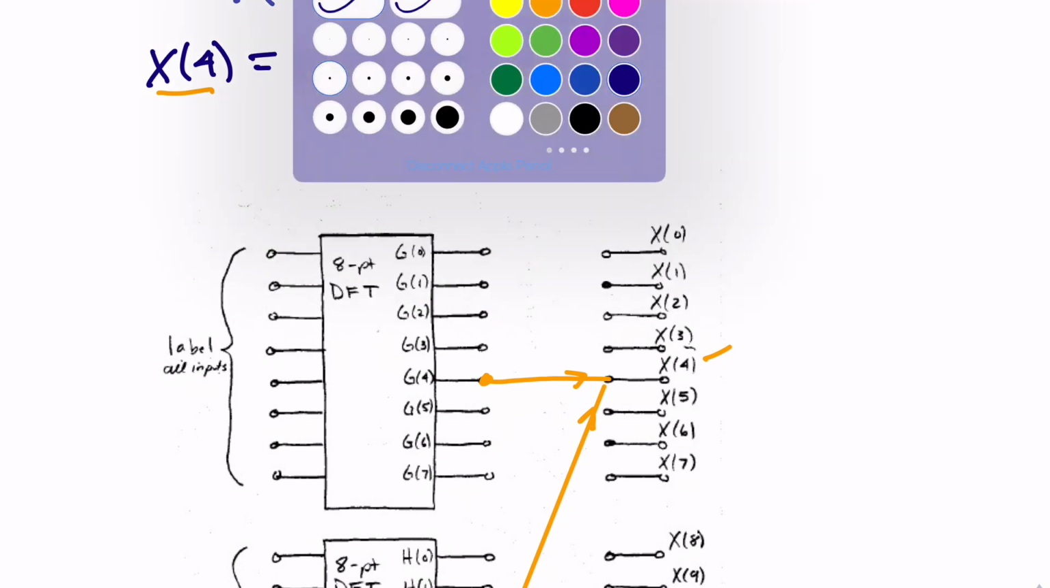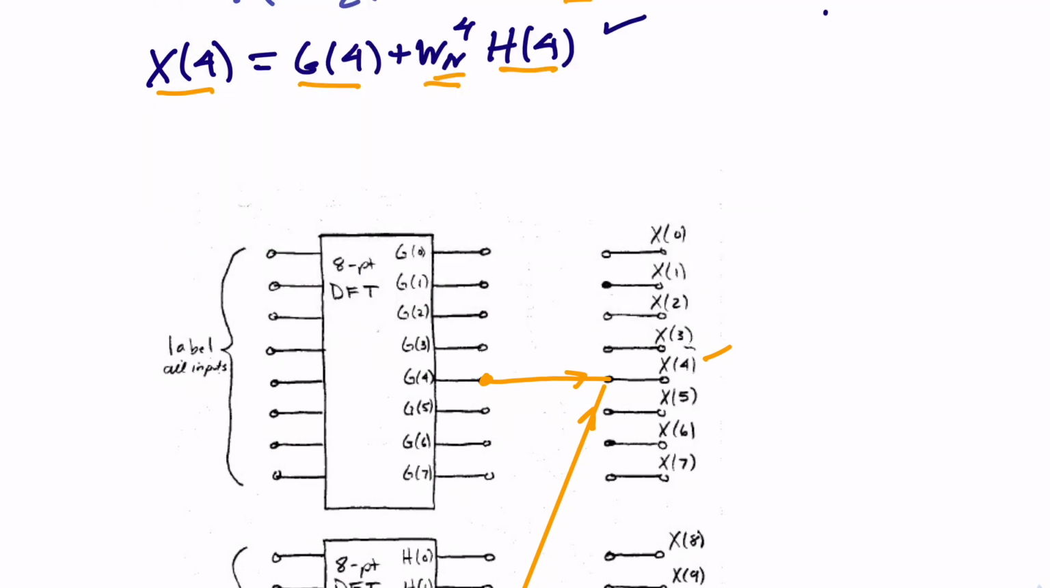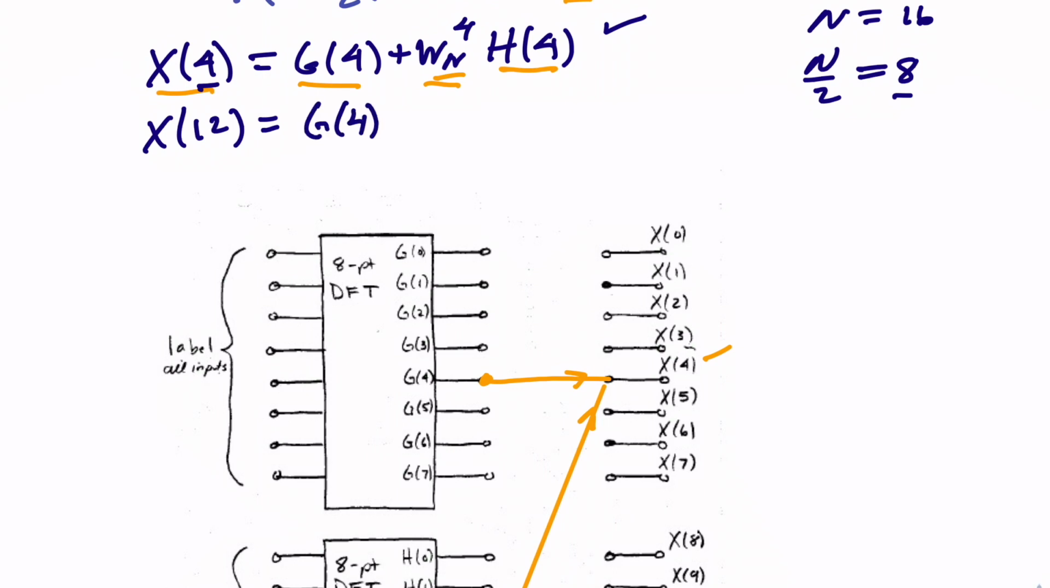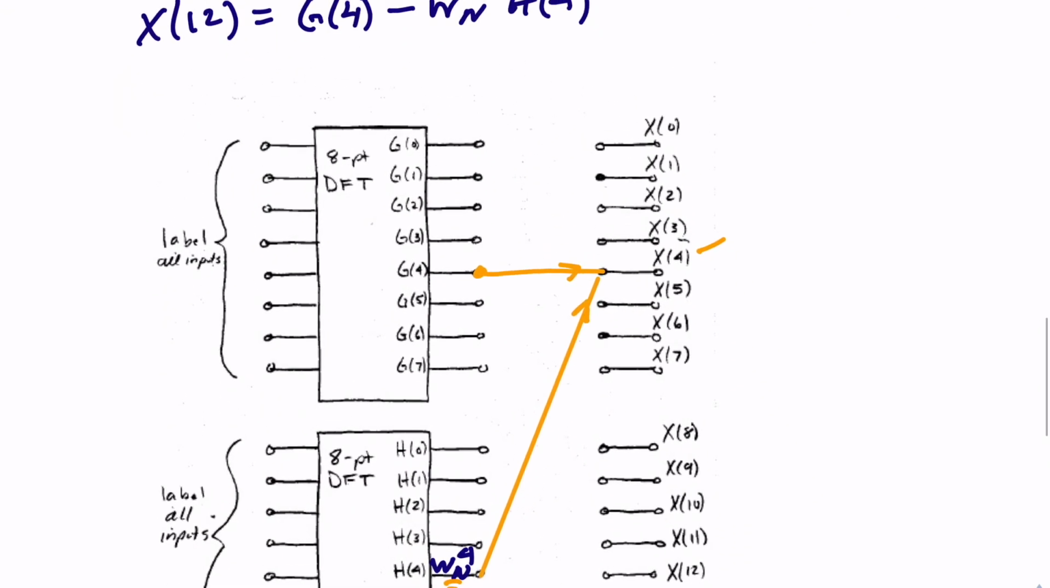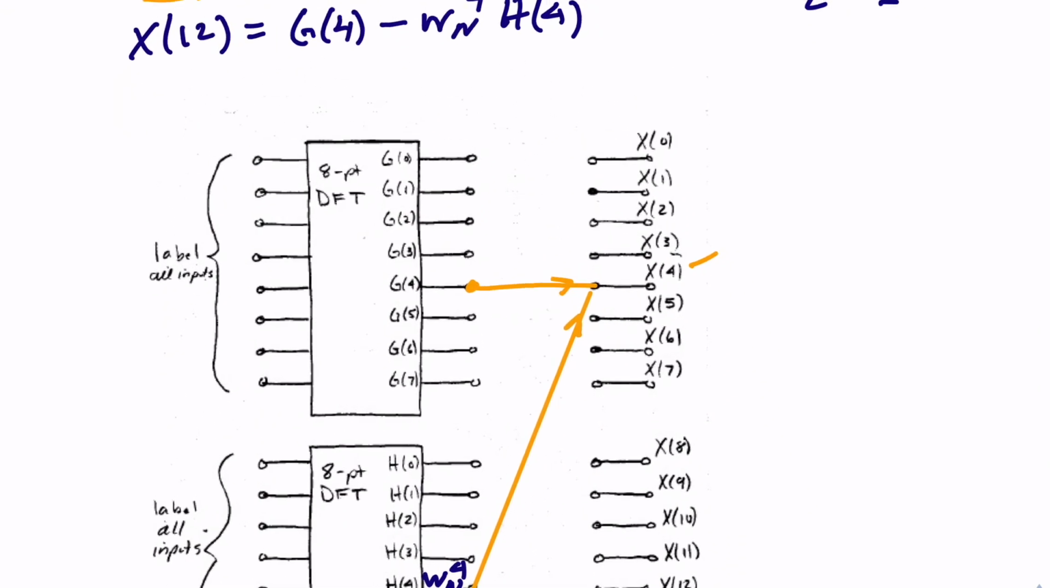If I look at that equation, n is 16, and so n over 2 is 8. So I'm now looking at g of k plus 8. Okay, so 4 plus 8 is x of 12. X of 12 is going to be g of 4 minus Wn4 h of 4. So we're going to implement that equation for the other part of the butterfly.